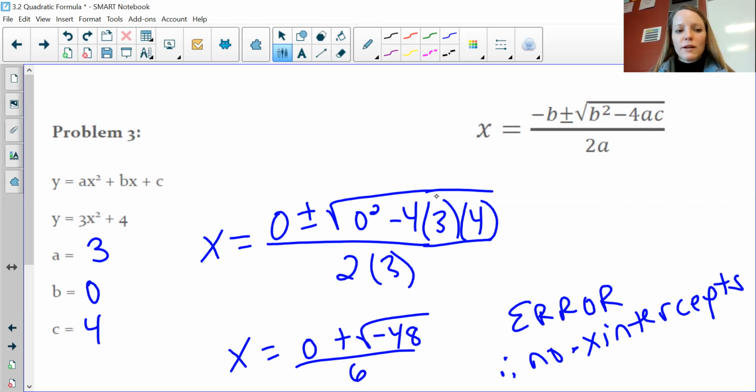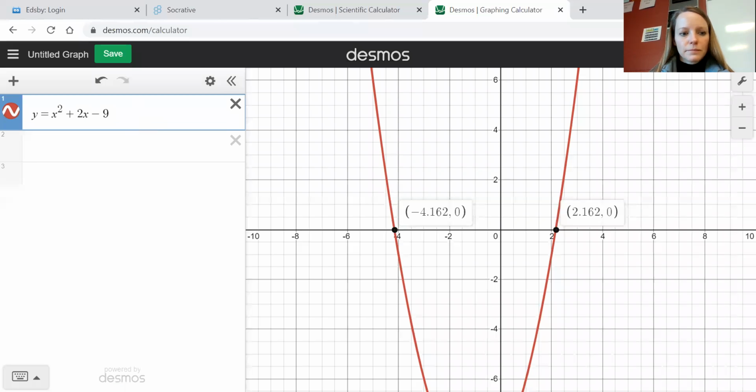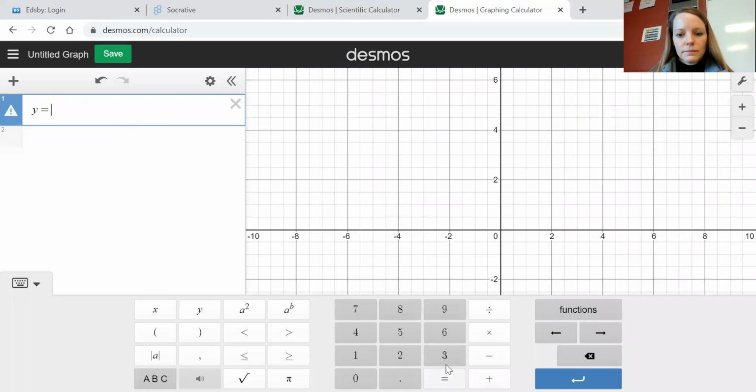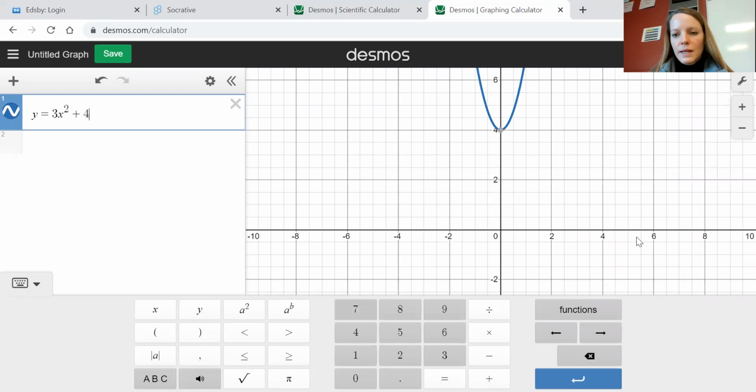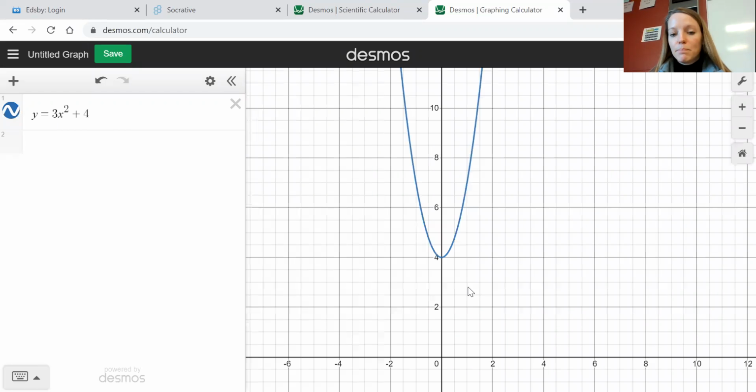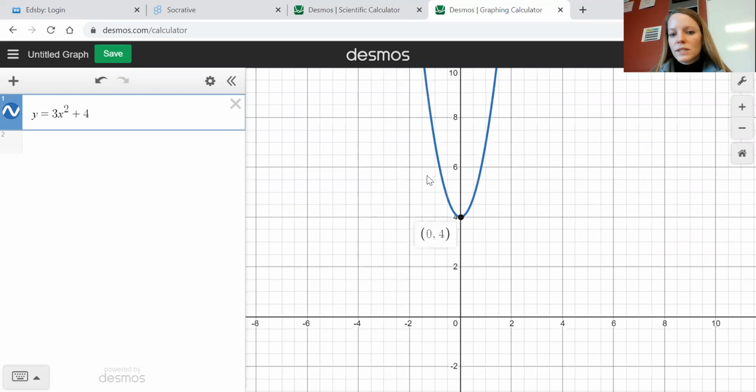Let's look at what this looks like on Desmos. So 3x squared plus 4. So notice this parabola is opening up and it's above the x-axis. The lowest it gets to is 4 on my y-intercept here. It doesn't cross the x-axis.